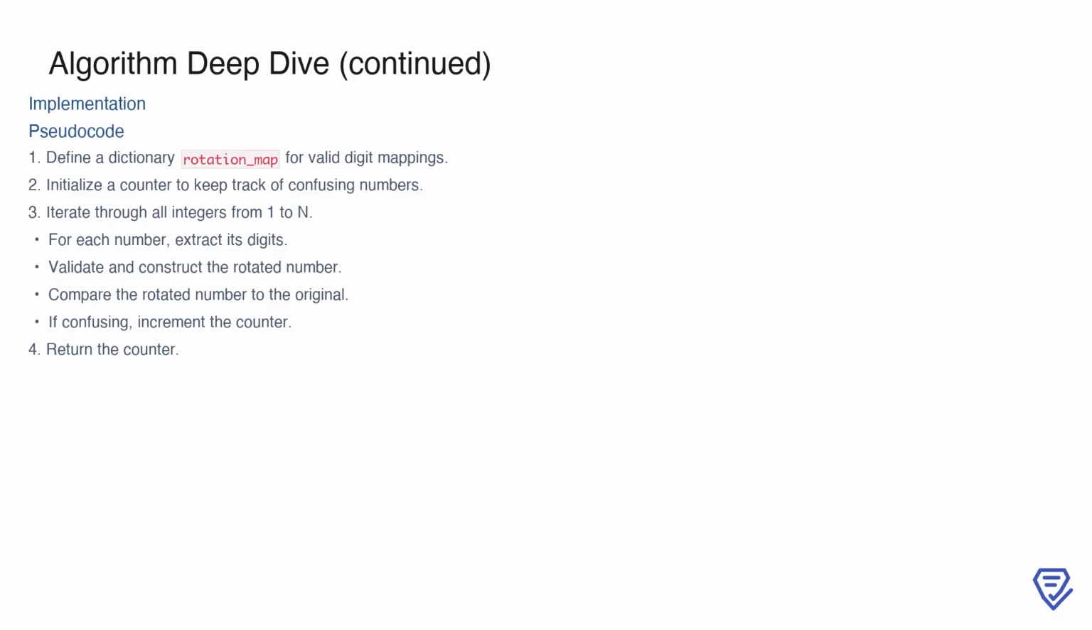After constructing the rotated number, we compare it to the original. If the two numbers are different, we increment the counter, as the number is confusing. Finally, after processing the entire range, we return the counter as the total count of confusing numbers. This structured approach ensures that we systematically check every number while keeping the implementation efficient.